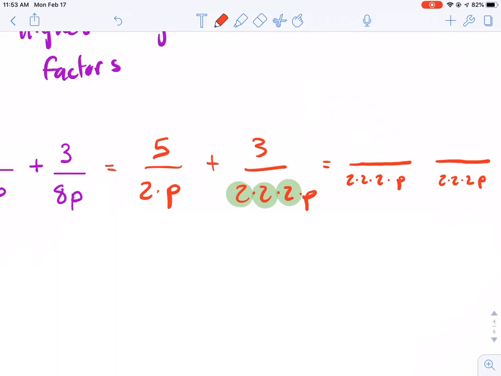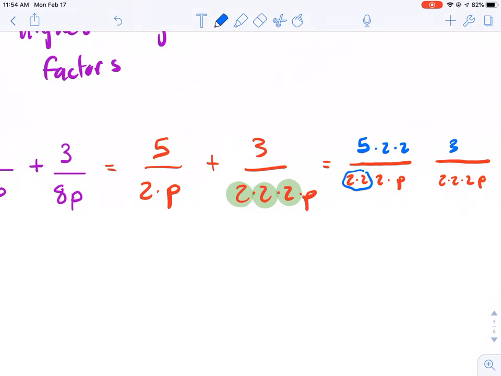Okay, now what are we missing for the 5 so that it matches the denominator? Well, we had the 2p before, but we're missing these other 2 2's. So we have to multiply by 2 times 2. Now the 3, what are we missing from the 3? It already had 2 times 2 times 2 times p in the denominator. So we're good. Look, there's nothing new added, so it stays the same.